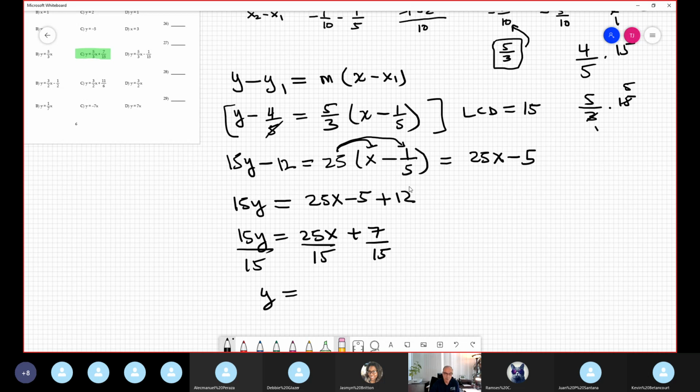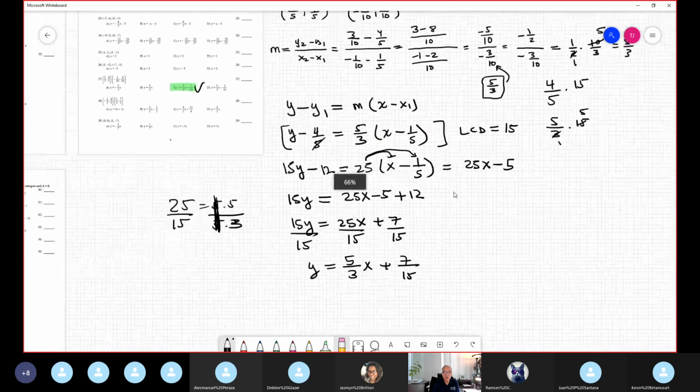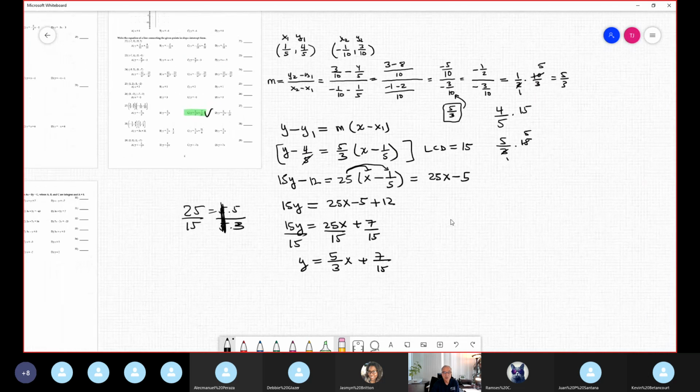But no, okay, you divide by 5. 25 in my mind is 5 times 5, and 15 in my mind is 5 times 3. So there is no reason to have this 5, and we stay with only 5/3x plus 7/15. Exactly the answer that Juan proposed. Any question? This is too long, eh?